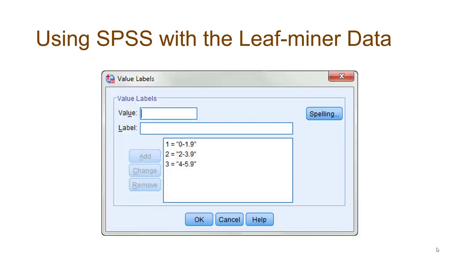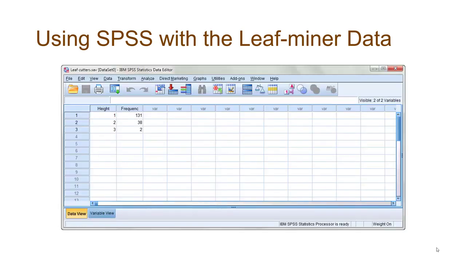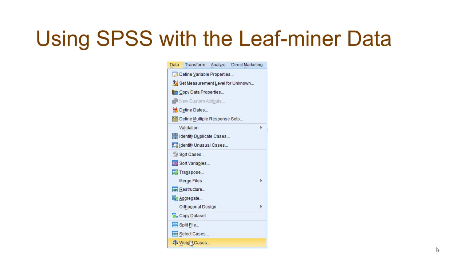What you've got is labelled values for your different heights, and then you've got measures, your frequencies. You've got 131, 38 and 2. Now, as I said, if you had the actual data, what you would have is 131 ones followed by 38 twos followed by 2 threes. Now you can get this effect by using what's called weighting of cases.